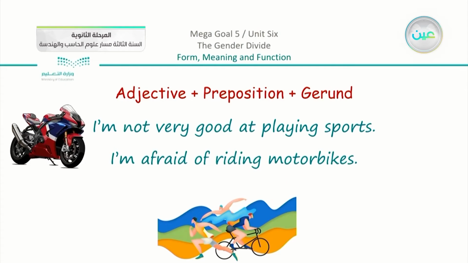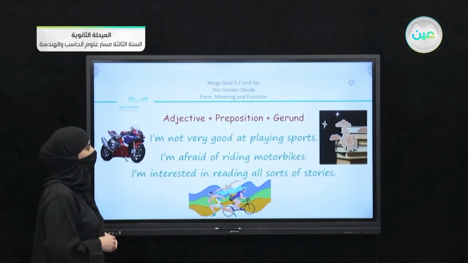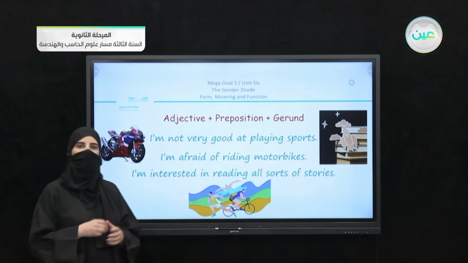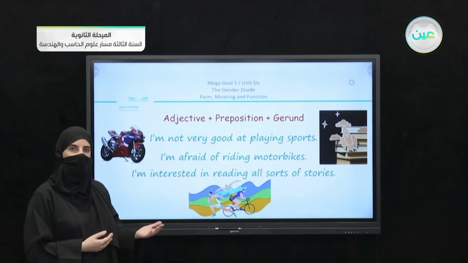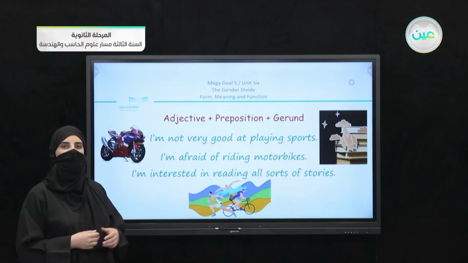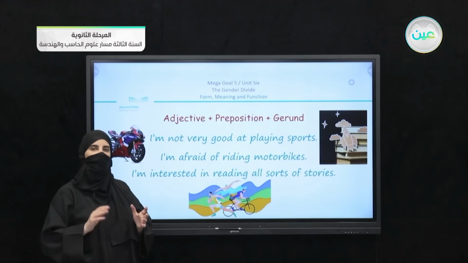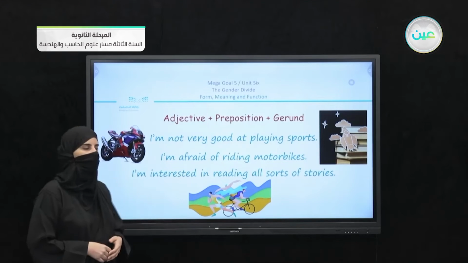I'm afraid of riding motorbikes. Adjective, preposition, and gerund. I'm interested in reading all sorts of stories. Adjective, preposition, and gerund in the sentence. So you can apply the form here. You can use either the present perfect, or you can try and use the form that we have here, which is to relate to an adjective, then followed by a preposition as you have here, and also a gerund.